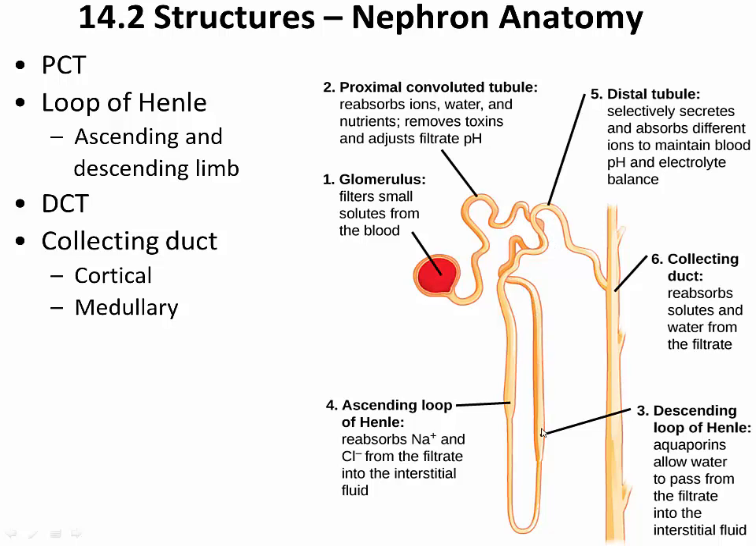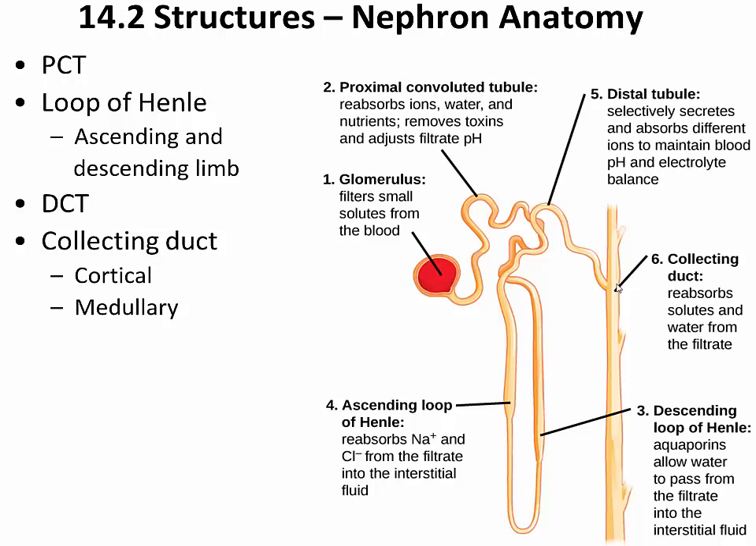Here we have the descending limb of the loop of Henle. Here we have the ascending limb of the loop of Henle. There are certainly very specific physiological actions that take place in the descending and ascending limb of the loop of Henle that we'll talk about shortly. We then make our way to the distal convoluted tubule, and finally the distal convoluted tubule terminates in the collecting duct.